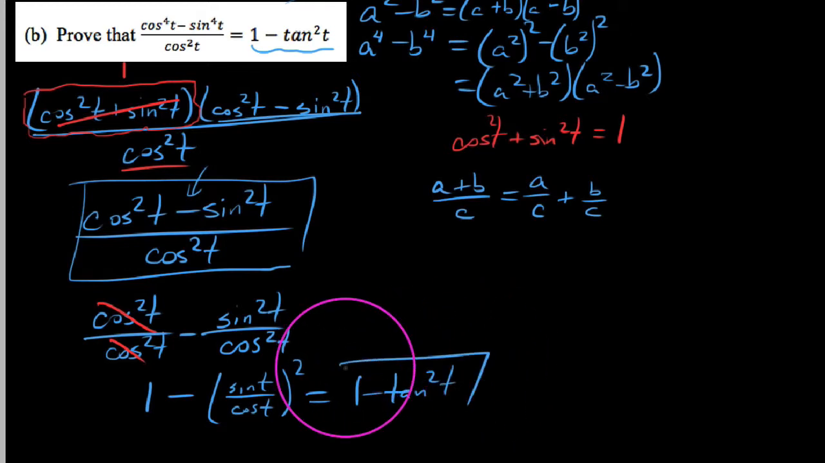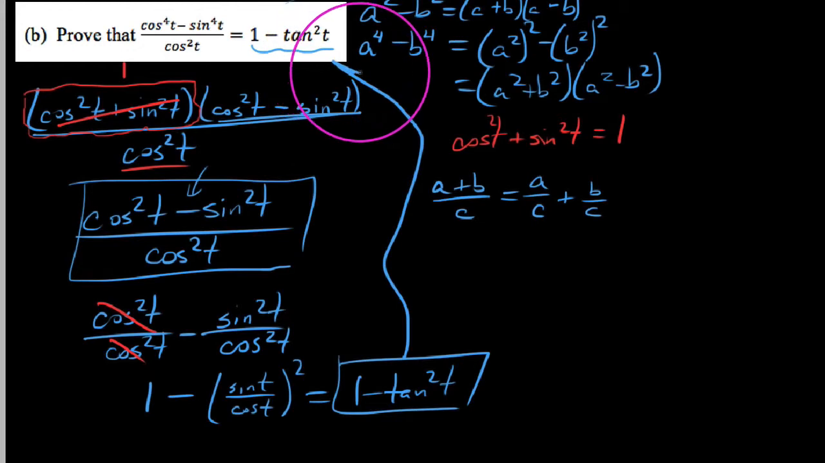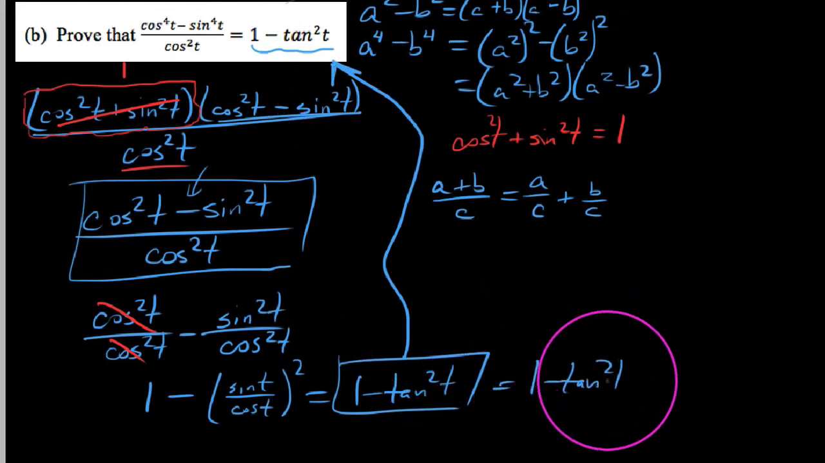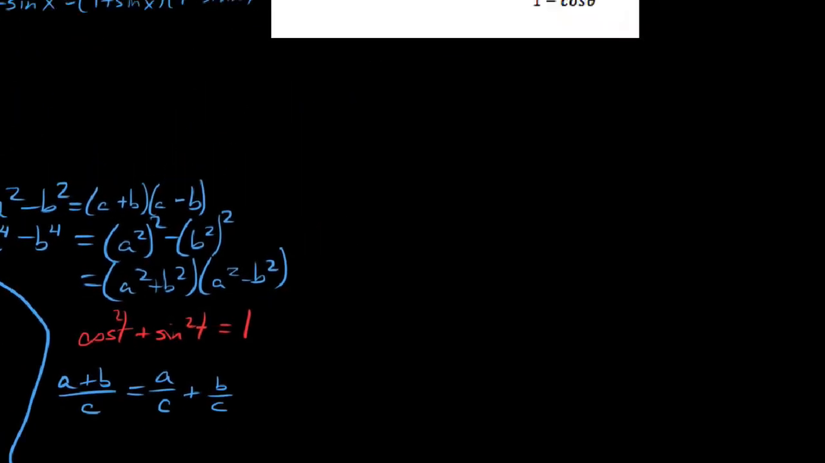It's just worth your time knowing that sine squared over cosine squared is tangent squared, and like sine to the fifth over cosine to the fifth would be tangent to the fifth. You know, any sine to the n over cosine to the n would be tangent to the n. But we were able to turn the left-hand side into the right-hand side, which is what we wanted to show. This is what we want to show: 1 minus tangent squared of t is equal to 1 minus tangent squared of t. So check. QED, that's what we wanted to prove.